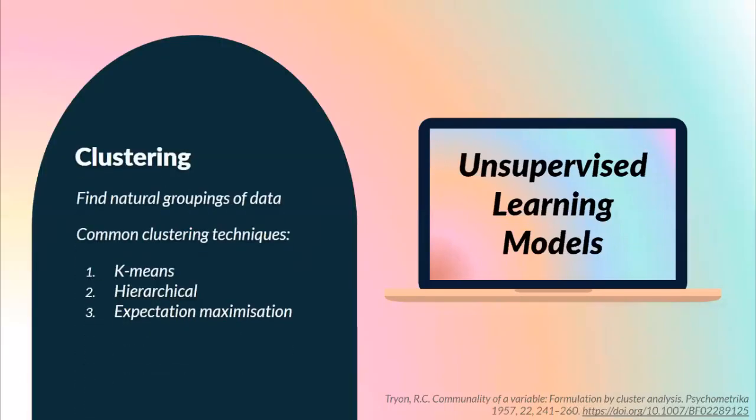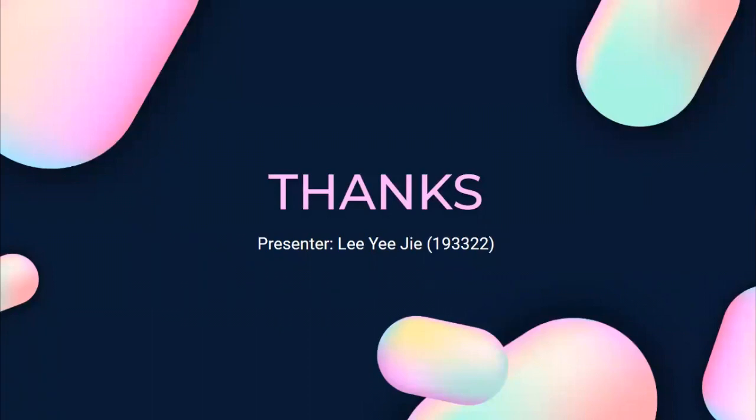The last one is the unsupervised learning model, which is clustering. Clustering is basically to find natural groupings of data, where it groups the data based on their nature. The common clustering techniques are k-means, hierarchical clustering, and also expectation maximization techniques. That's all for the overview of machine learning. Thank you.